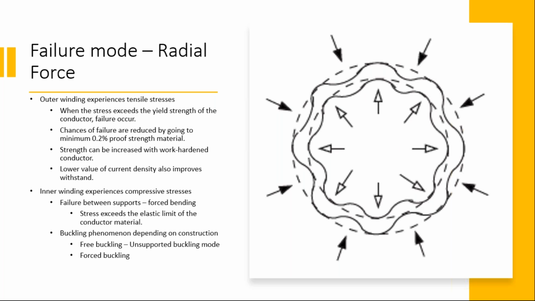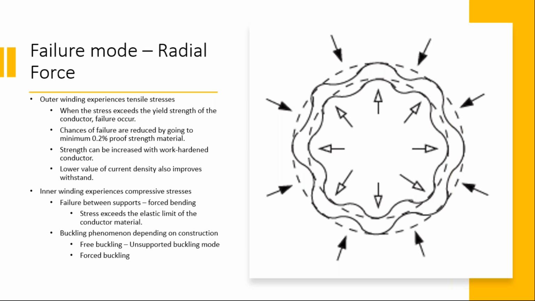For the inner winding, it is different, and it is classified as a bending and buckling phenomenon. The forced bending is a failure which happens between the supports, the axial sticks. And what happens is when the stress is more than the elastic limit of the conductor, this type of failure occurs. And the figure on the right shows the failure.